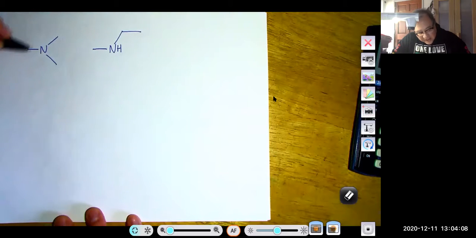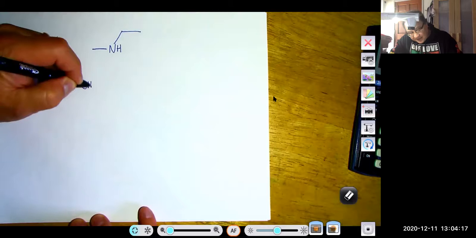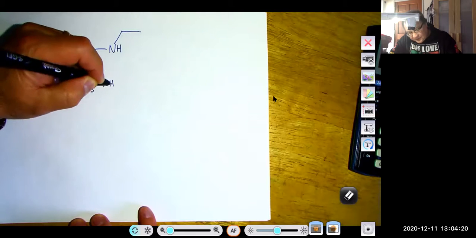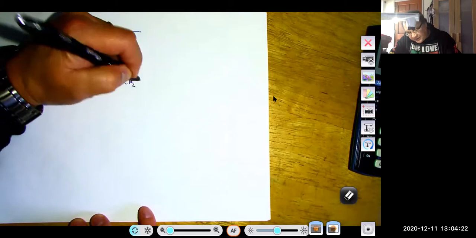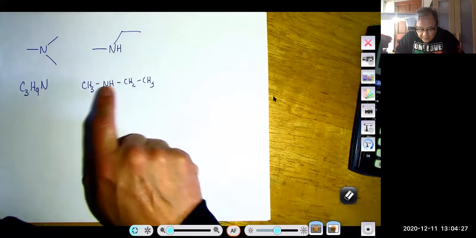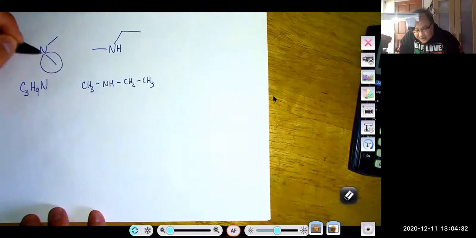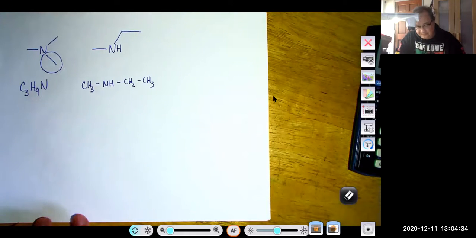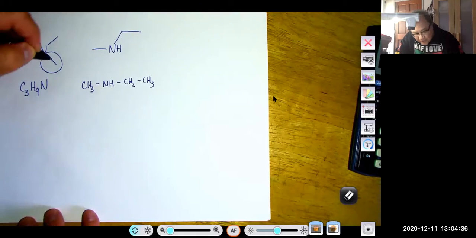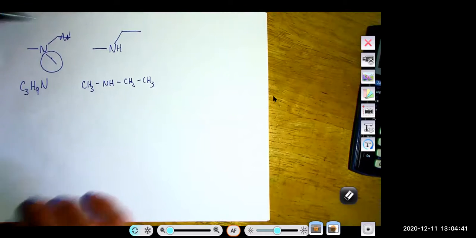So this is 3 carbons, 9 hydrogens, and 1 nitrogen. Yeah. And if you draw this one out, this is CH3, NH, CH2, CH3. And if you count the hydrogens here, 3 plus 3 plus 3 more is 9. So when I took this guy off of the nitrogen, I had to put a hydrogen there. And I basically took this guy off and put it right there. Are you with me? Yeah, yeah. Okay, so what else could I do here?